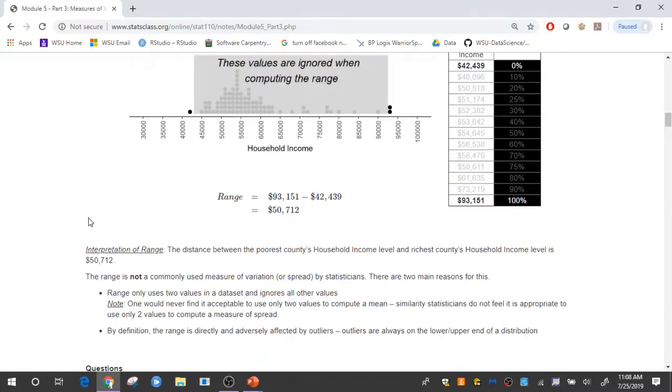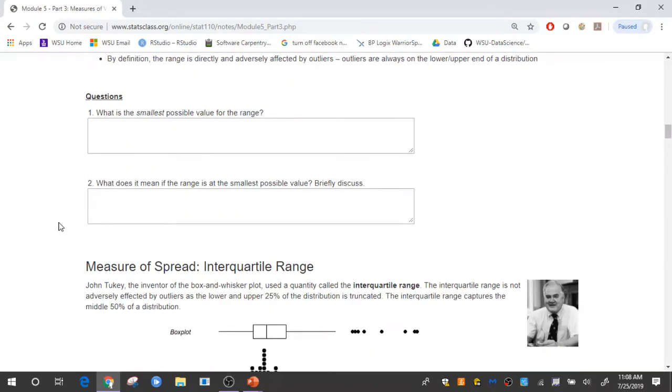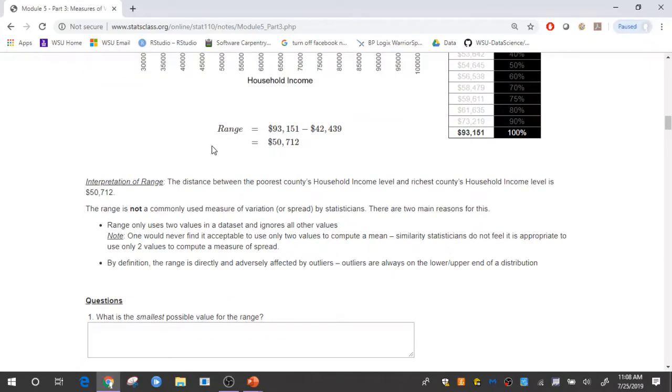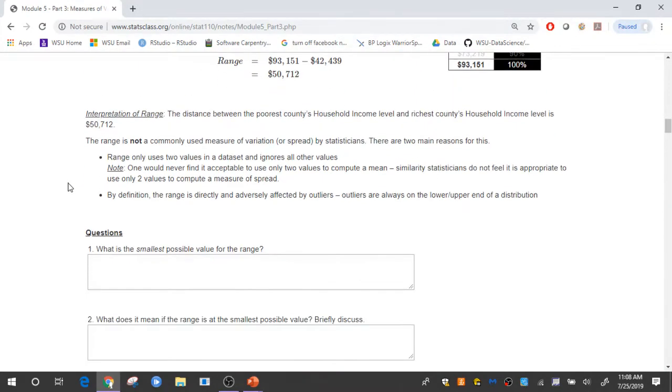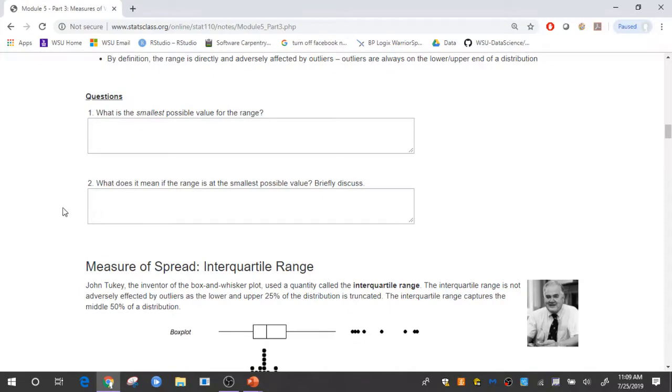At least statisticians don't. A couple of questions about the range. So what is the smallest possible value? Well, the range is always going to take the largest value minus the smallest value. So the smallest possible value is going to be 0. The range cannot go below 0. I'll let you try to answer question 2 here.